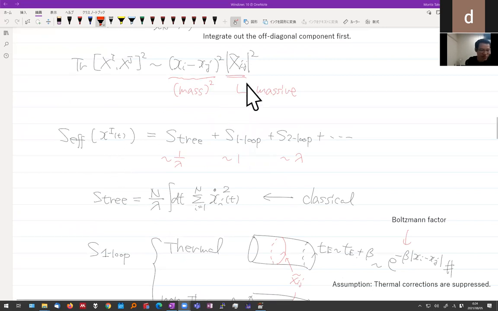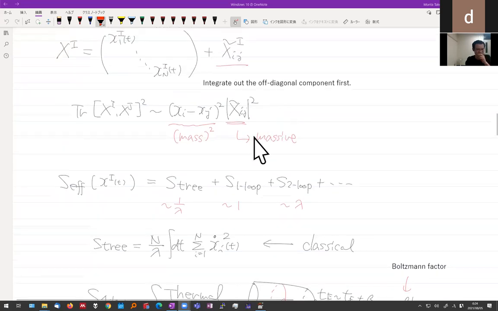By integrating out this part and keeping the diagonal component, we can obtain an effective action for the diagonal component. And the action should have this kind of expansion form. Here the expansion is based on perturbative calculation for this integrating out.